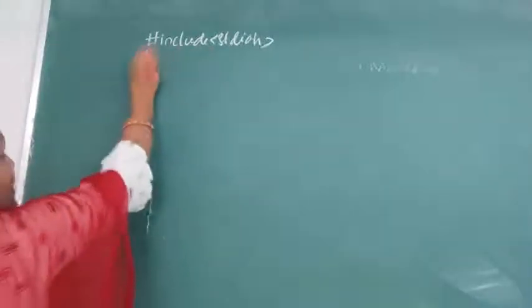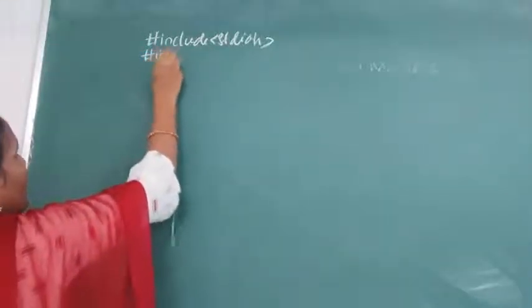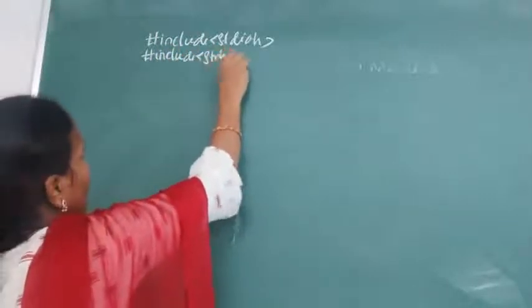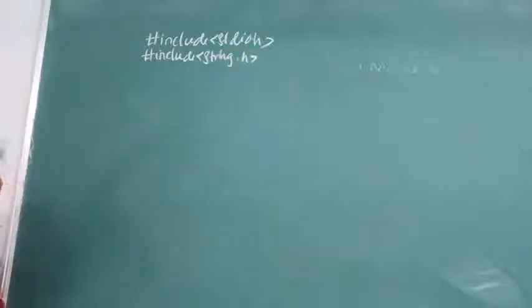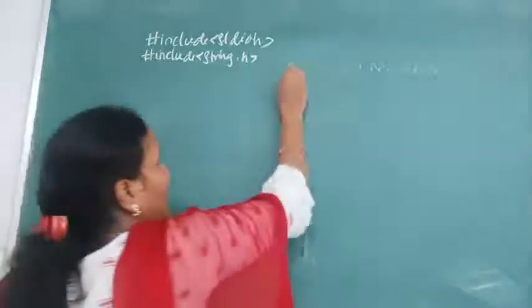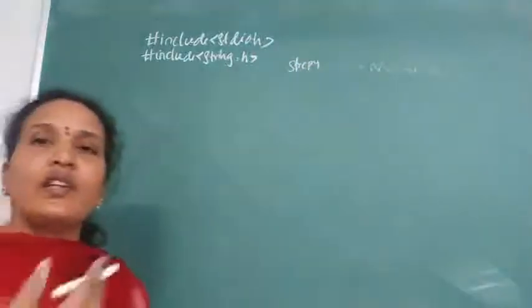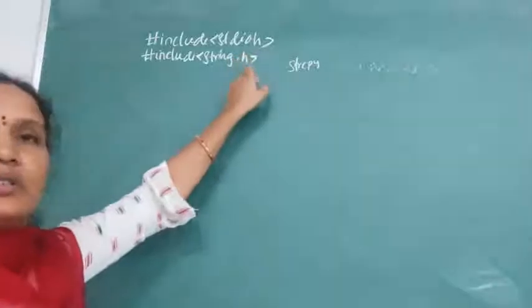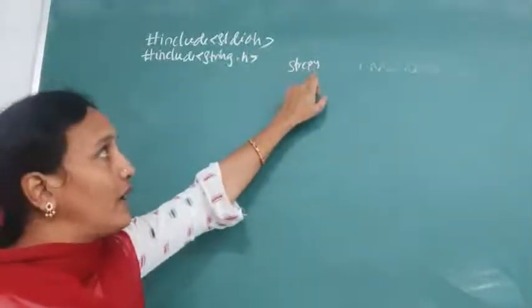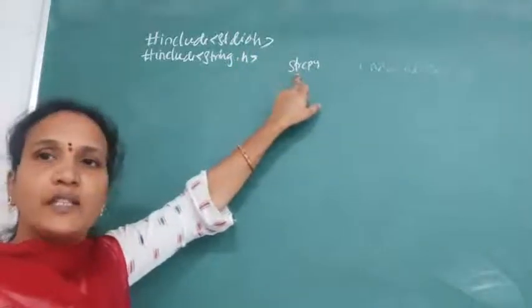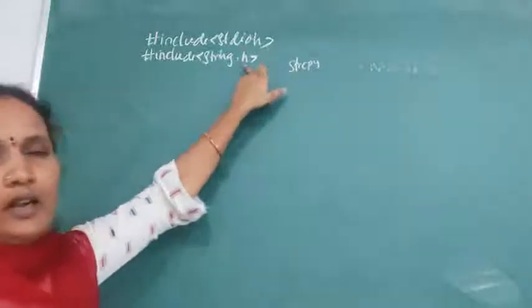So after this, you include string.h, one more header file. All the string related functions are stored inside string.h. In this program, I want to use strcpy. It is a string function. I want to copy a string to a record. Okay, so that is why I am including string.h, because strcpy is a function of string.h. So if you want to use this function, it is mandatory that you include this header file.